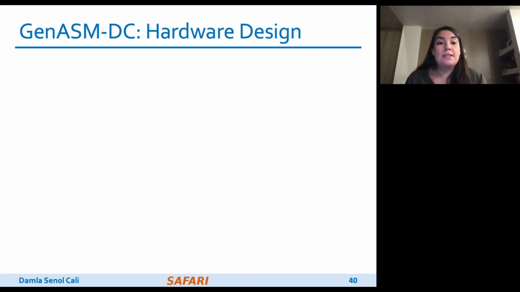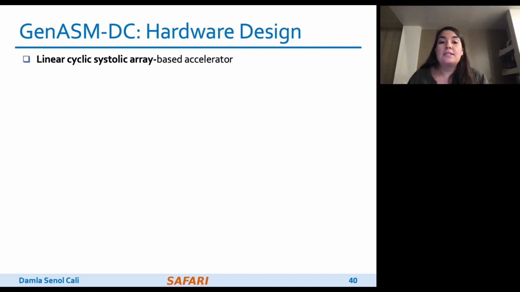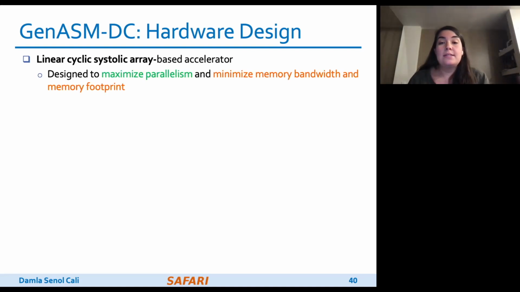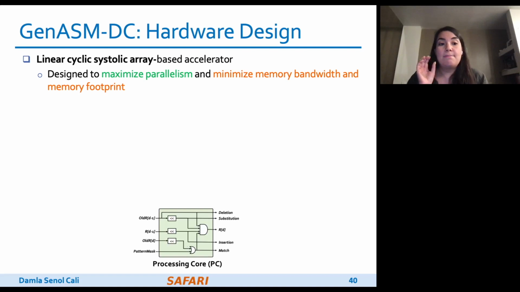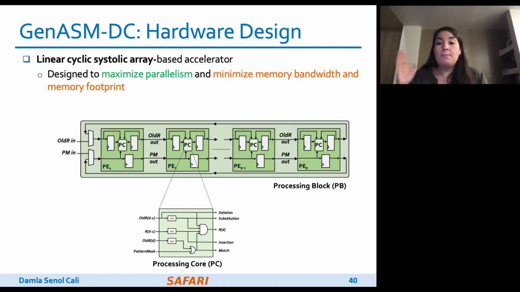Let's look at GenASM-DC's hardware design. So we implement GenASM-DC as a linear cyclic systolic array-based accelerator using small and very simple logic components. And this design helps us to maximize parallelism and minimize memory bandwidth and footprint. So the processing core is the basic compute component, which computes the intermediate bit vectors: deletion, substitution, insertion, and match. And when we add the flip-flop based storage logic around the processing core, we define a processing element, or PE. And multiple PEs are concatenated to define a processing block.